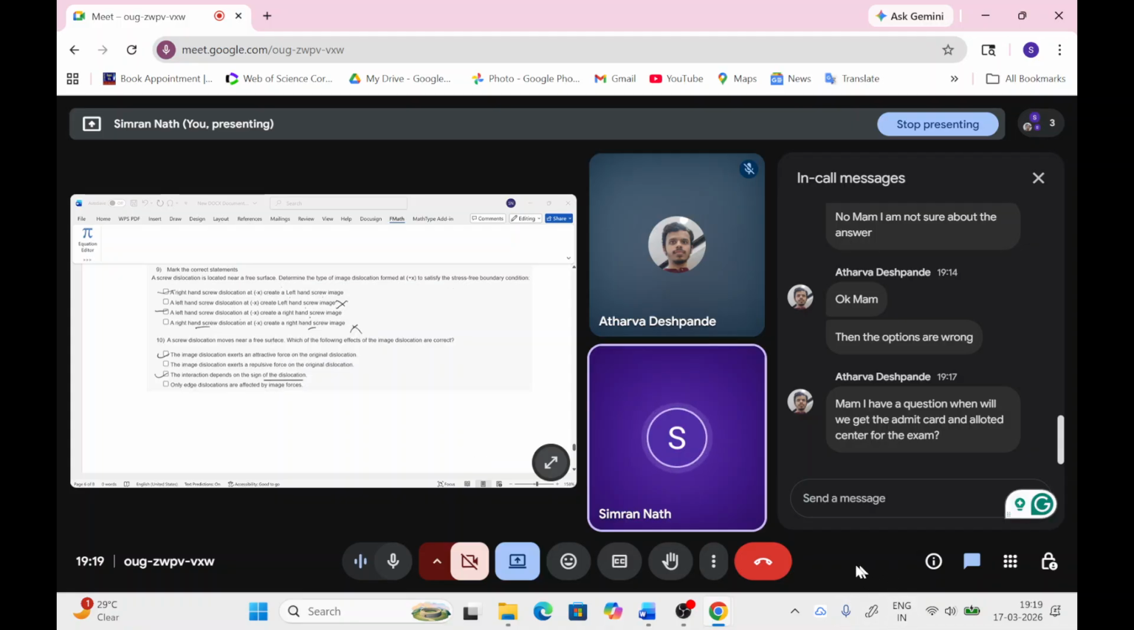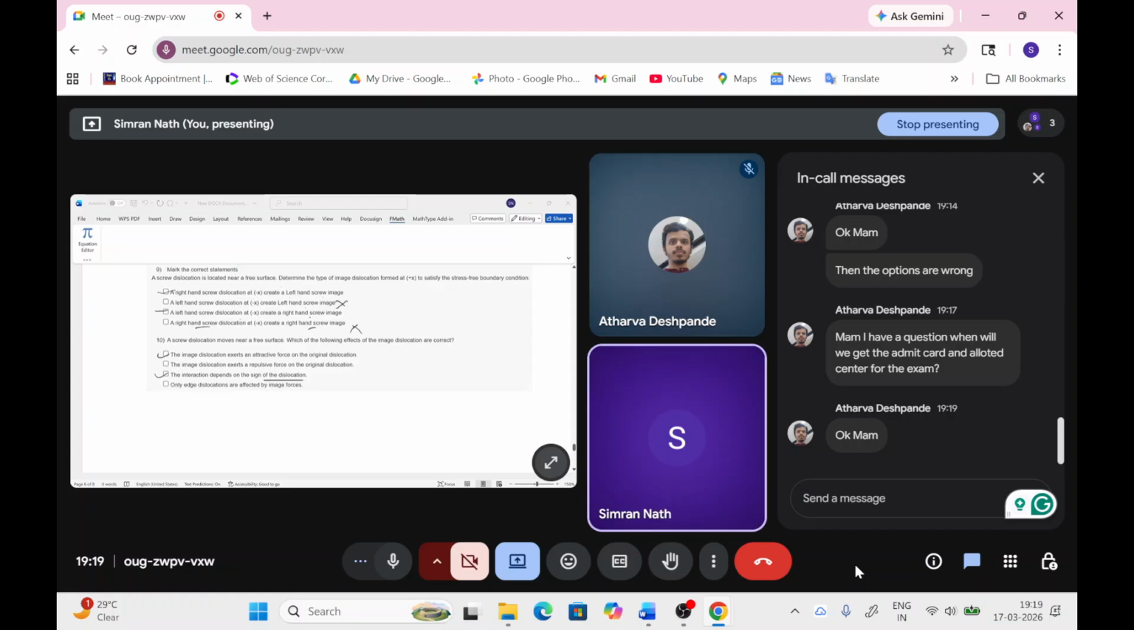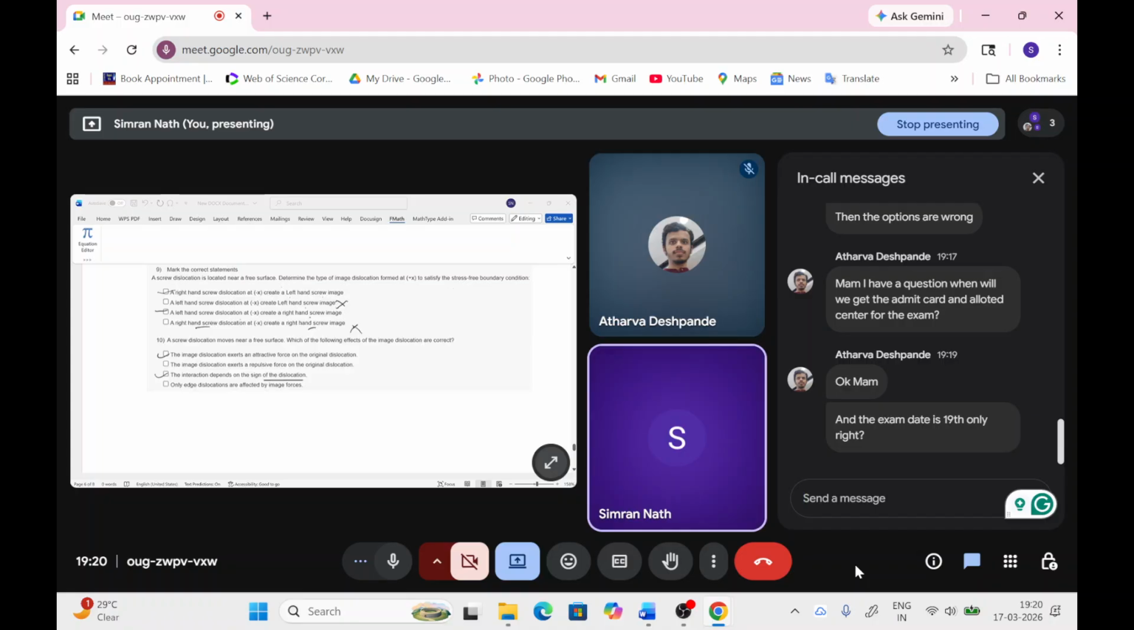Yeah, when we'll get the admit card in the allotted center for the exam. Maybe by the starting of April, you will get the admit card. Okay, so do you have any doubt for today's session? Yes, maybe I will recheck it. Exam date, I will recheck.